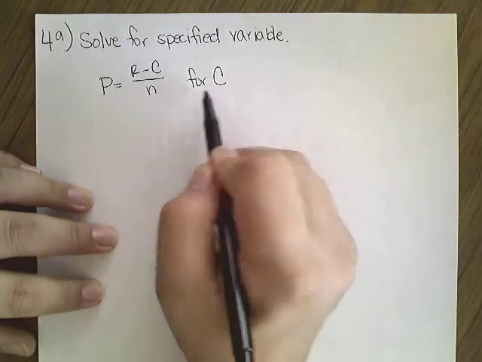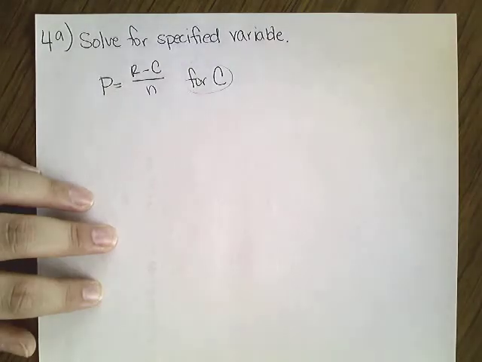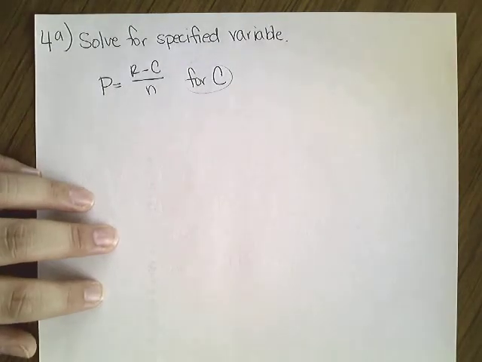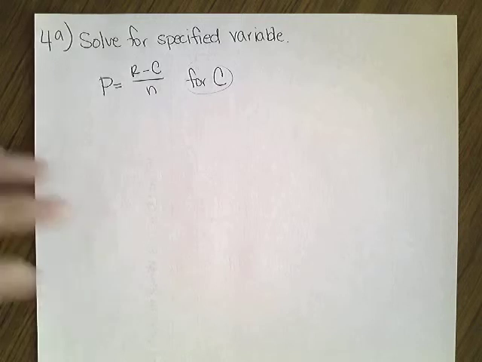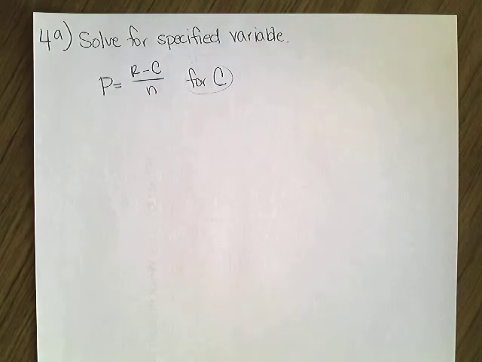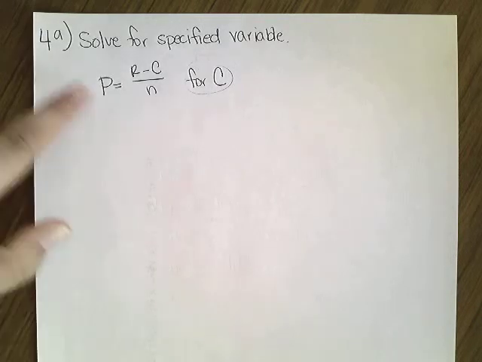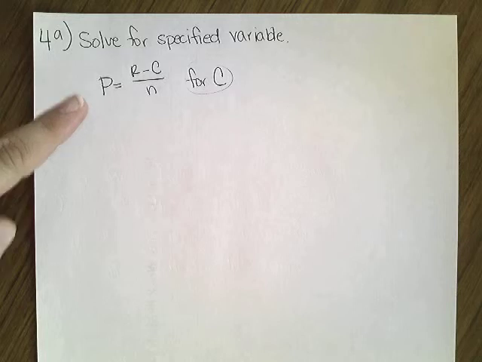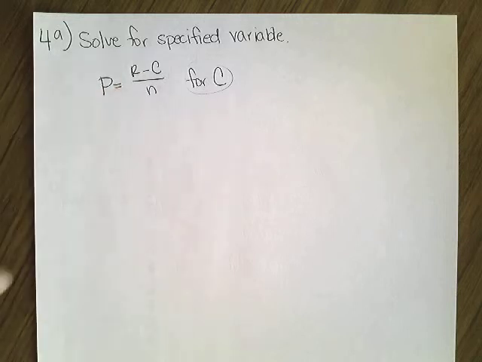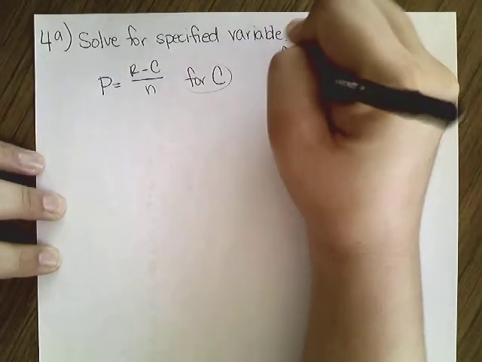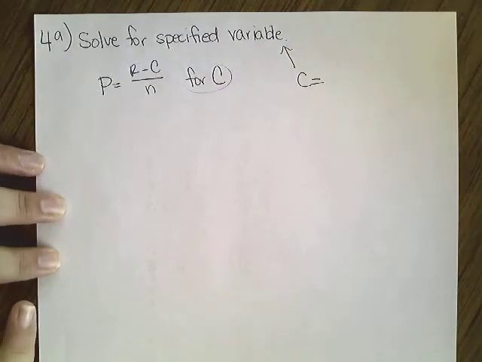So when it says that I need to solve for C, that means that I want to get C on one side by itself, right? When we say solve for a variable, that means normally x equals, right? Here we have nothing but variables, so it tells us solve for C. So that means our answer is in the form of C equals.